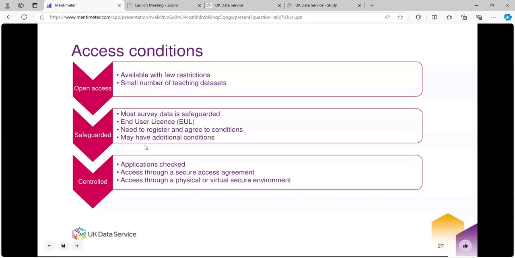Some examples, for example, when we looked at the Understanding Society COVID data, if you want to go down to geographic locations and more detail, that becomes more sensitive. So that's a controlled data set. And that's true of most of the big surveys, that there's a controlled data set with typically more information that might enable individuals to be identified, such as more detailed locations.